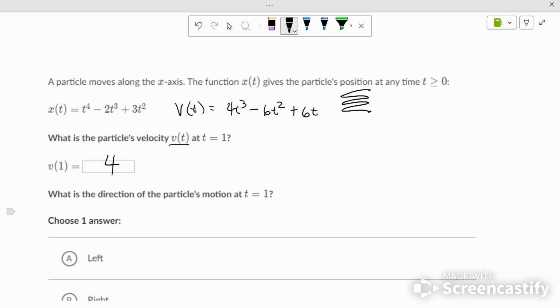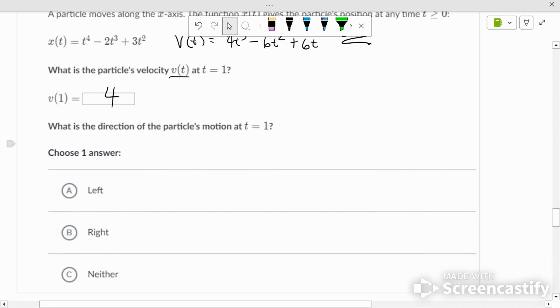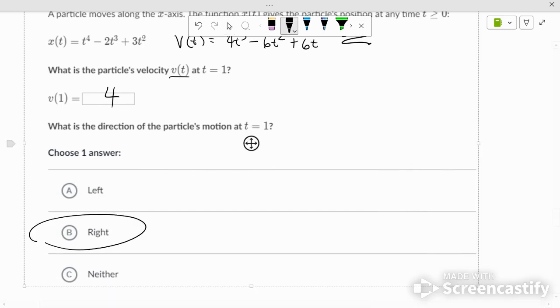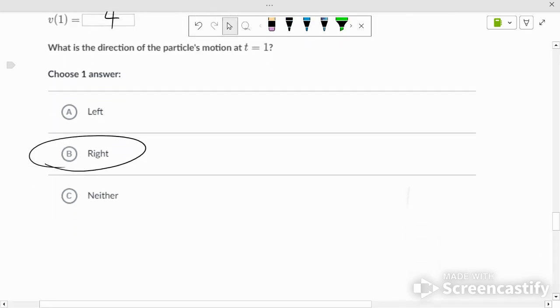What direction is it going? Right, left, or not at all? It's going to the right. It's a positive 4, so it's moving to the right. If it were going backwards, it would be going to the left. Okay?